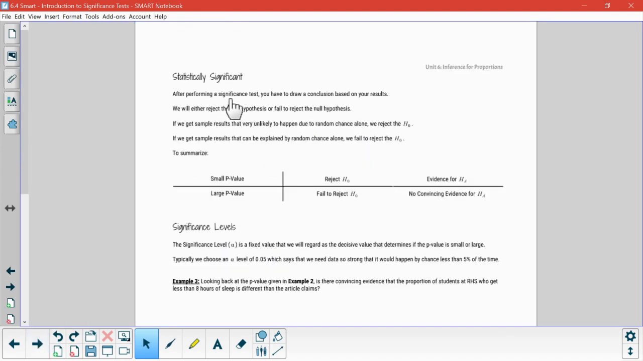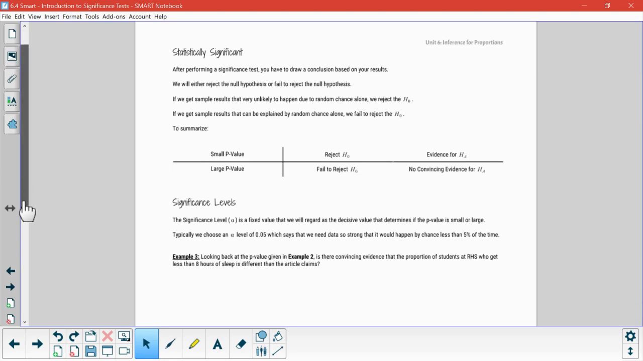Statistically significant. After performing a significance test, you have to draw a conclusion. We're either going to reject the null or fail to reject the null. Again, we don't ever talk about the alternative. We don't agree, we don't disagree with it. We're always going to speak in terms of the null. If we get sample results that are very unlikely to happen due to random chance alone, we reject the null. If we get sample results that can be explained by random chance alone, we fail to reject. So to summarize, small p-value, reject the null, evidence for the alternative. Large p-value, fail to reject the null, no convincing evidence for the alternative.